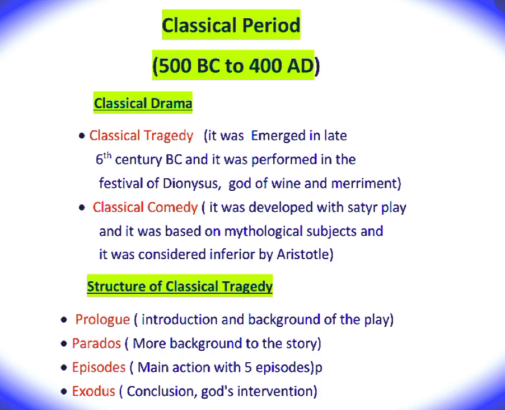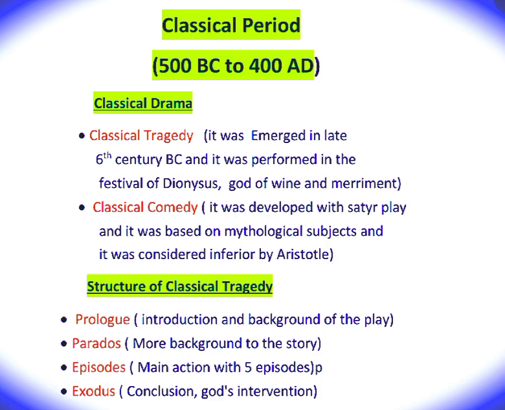Okay, the classical period started from 500 BC to 400 AD. First, classical drama. Drama has two types: classical tragedy and classical comedy. Classical tragedy emerged in the late 6th century BC and it was performed in the festival of Dionysus, god of wine and merriment. Classical comedy was developed with satire play, and it was based on mythological subjects and it was considered inferior by Aristotle.